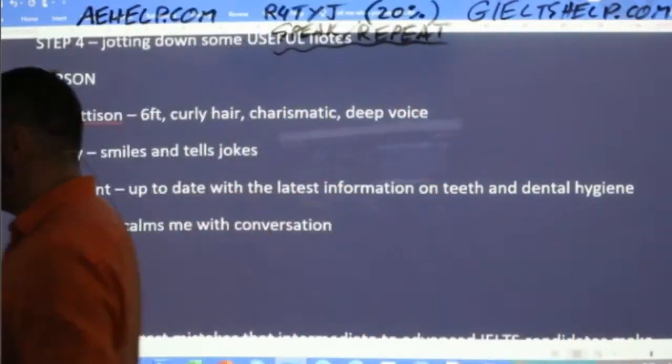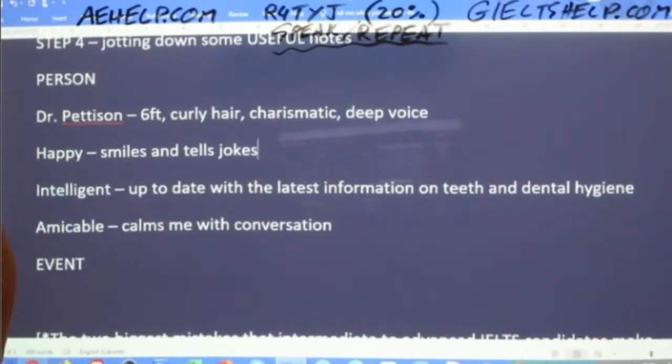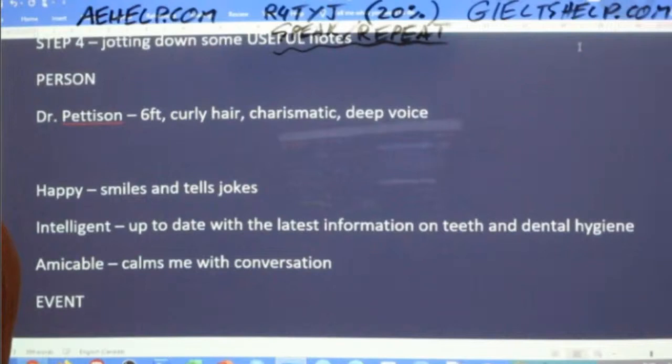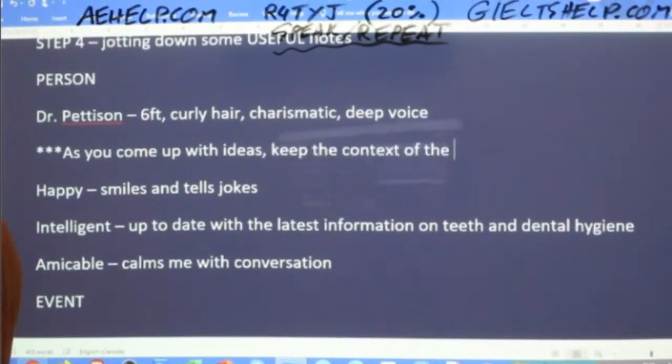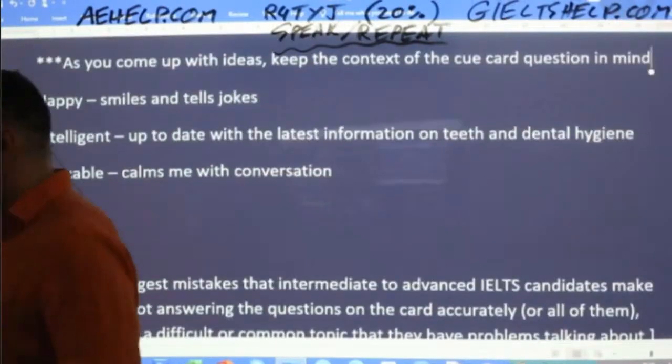So again, when you think about all of these, this is just a point here for your studies. As you come up with ideas, keep the context of the cue card question in mind. Okay? All right, very good.